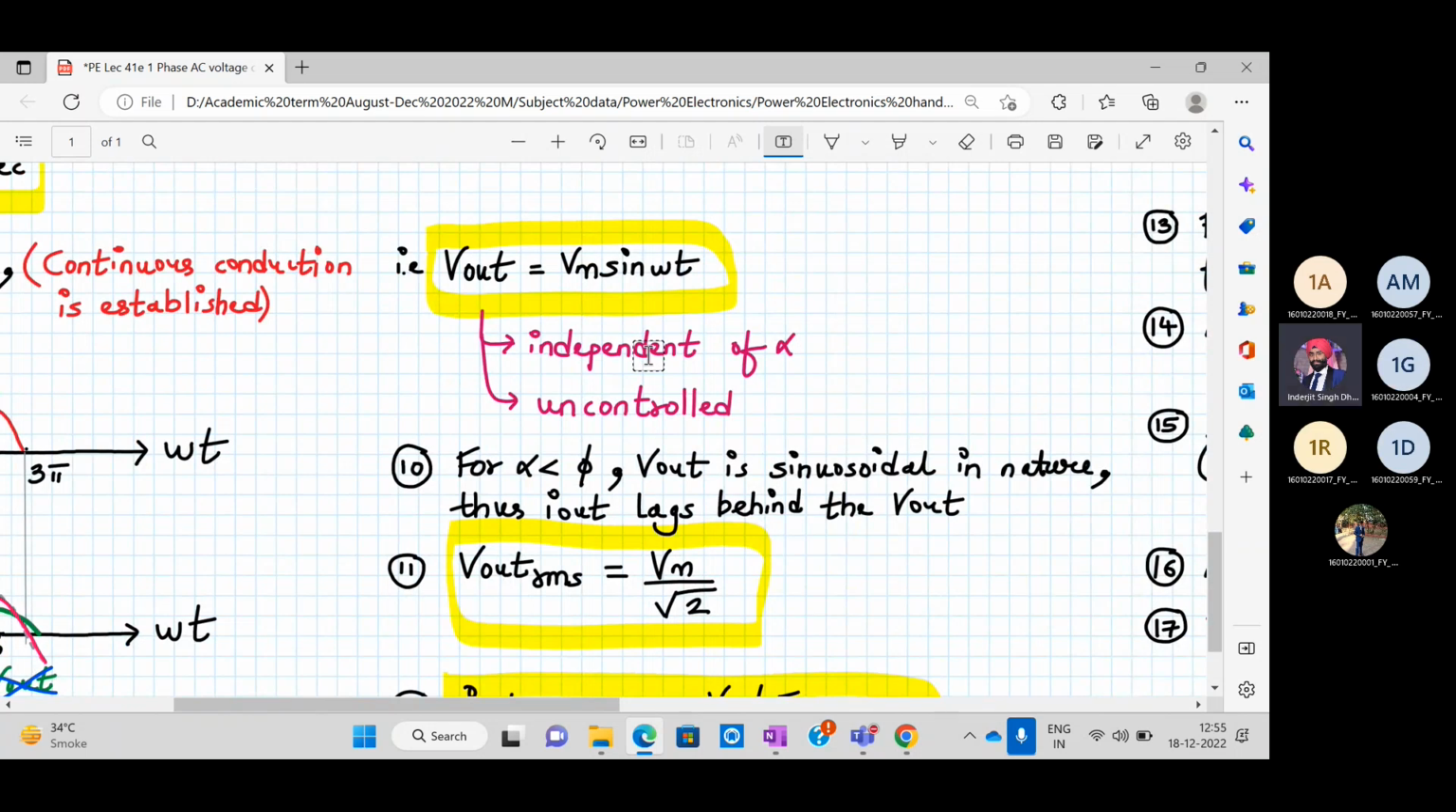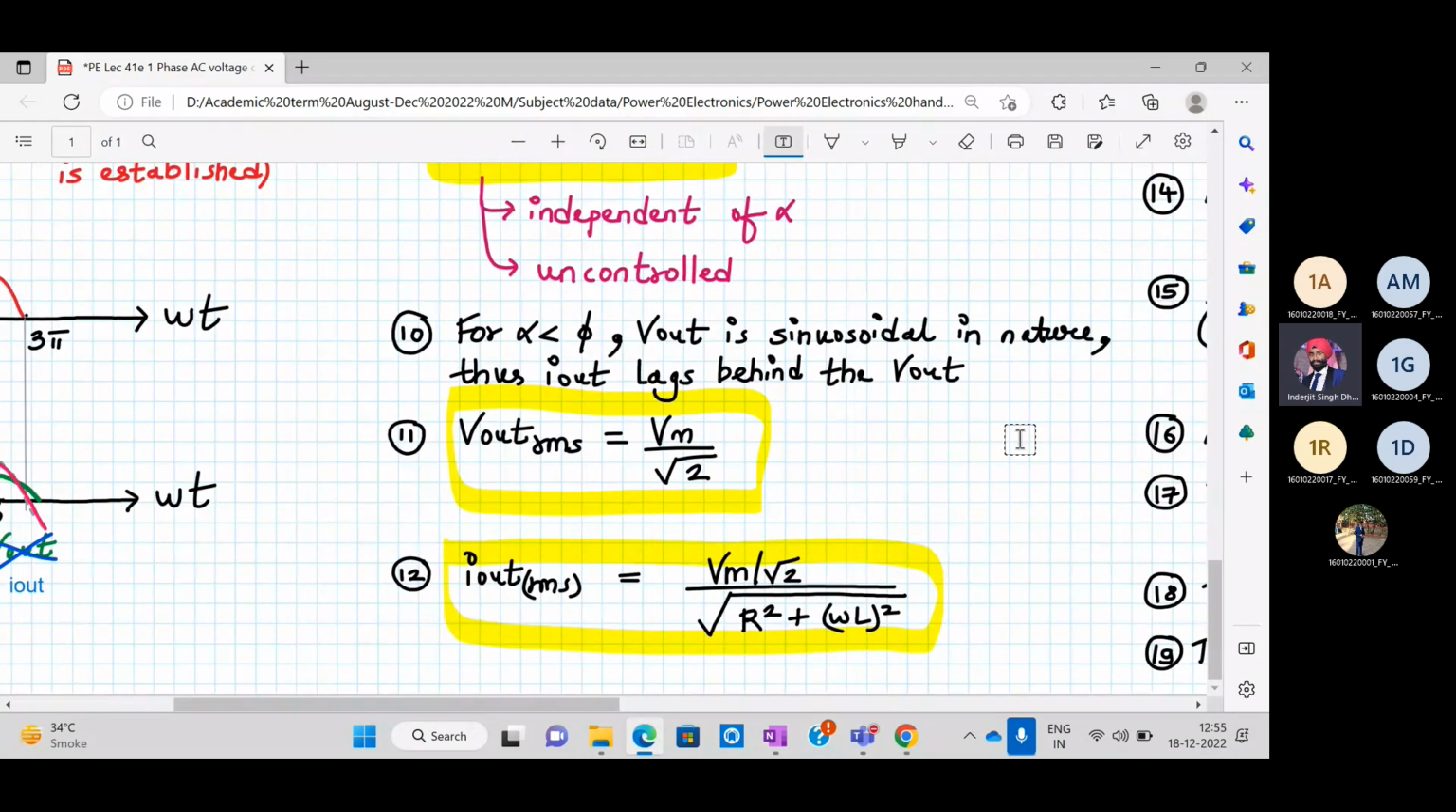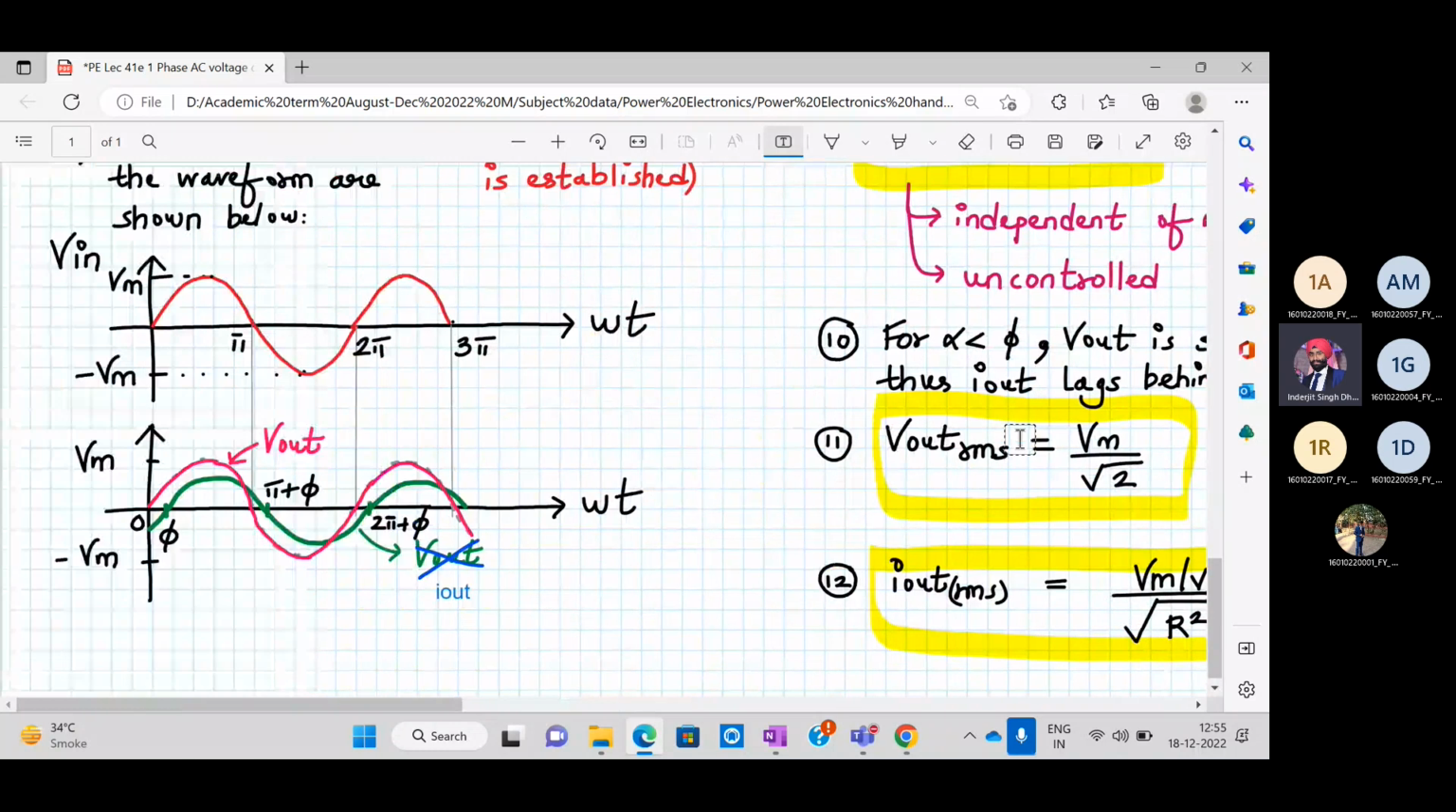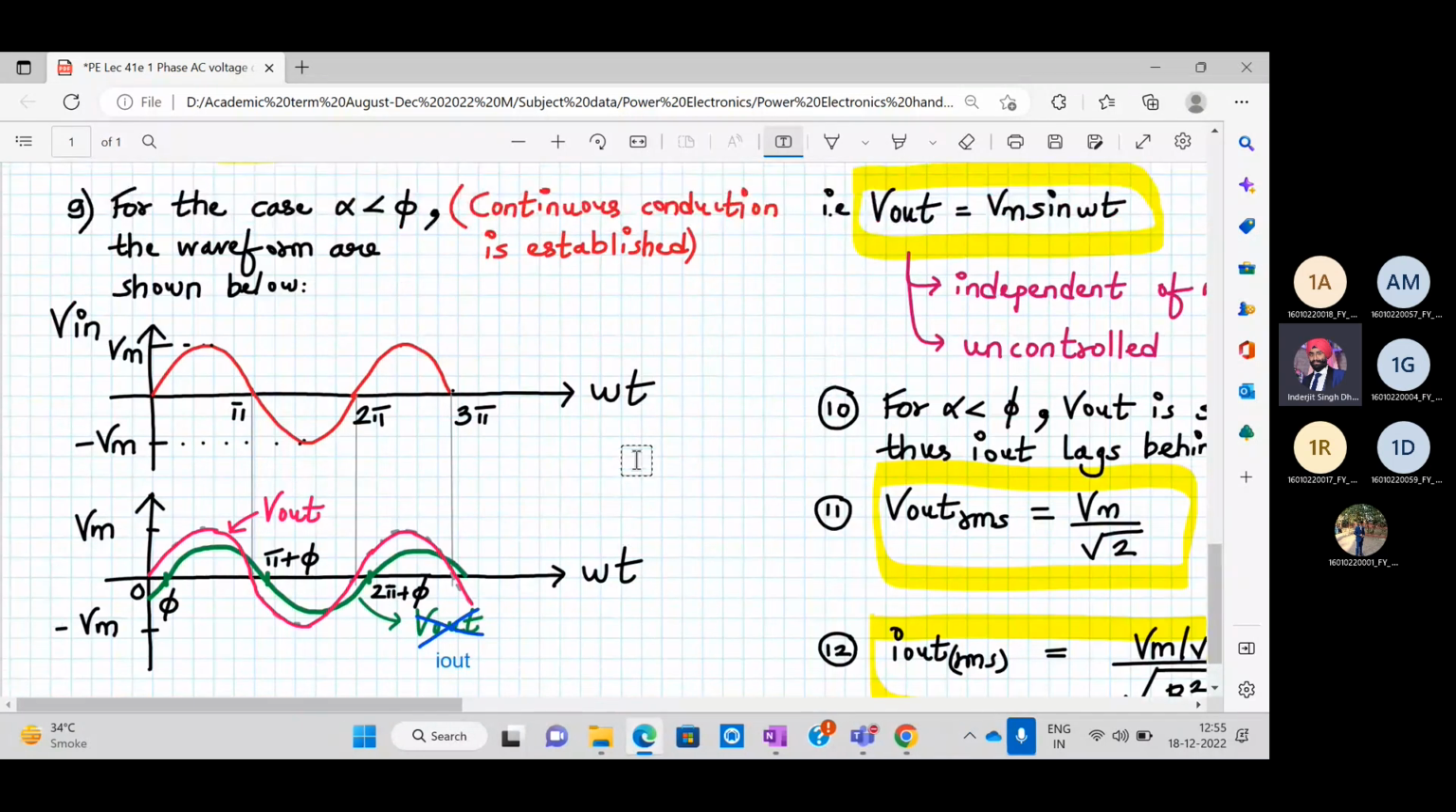On root 2 divided by square root of R square plus omega L square. So it's like an uncontrolled circuit which we have studied in the rectifier's part. So here also, if we consider alpha to be less than phi, then yes, these are the waveforms we will be getting.